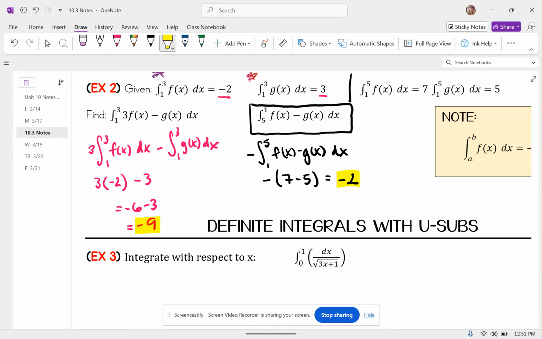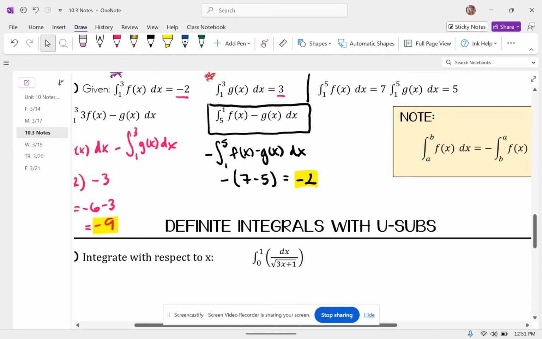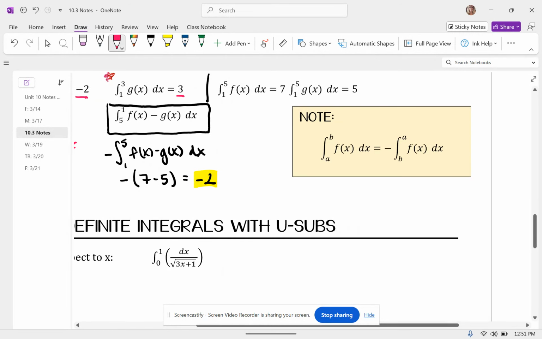Okay? I'm just matching the clues. And then I put this in a little note over here so you can remember.